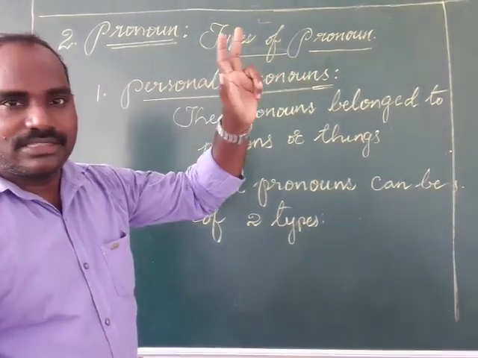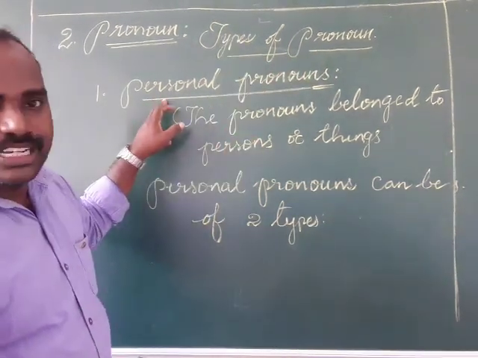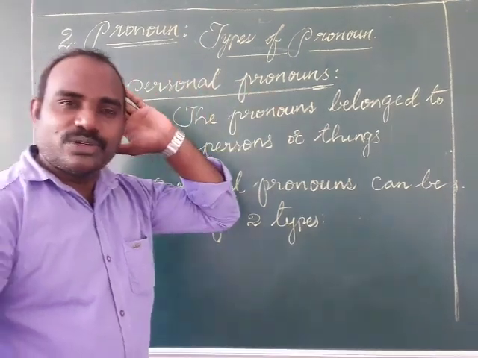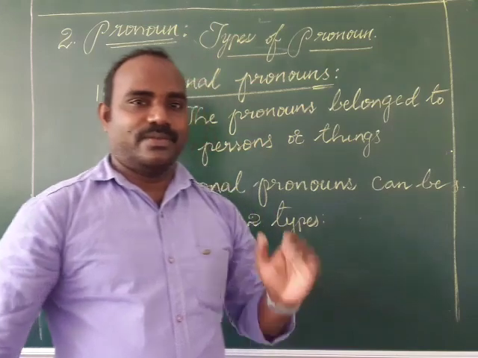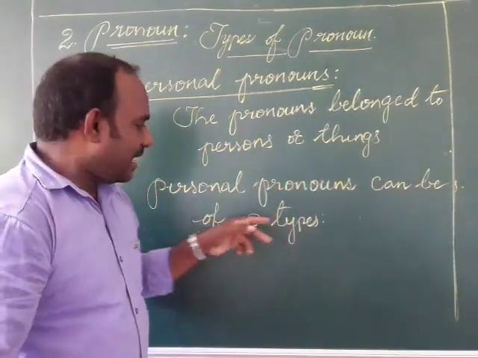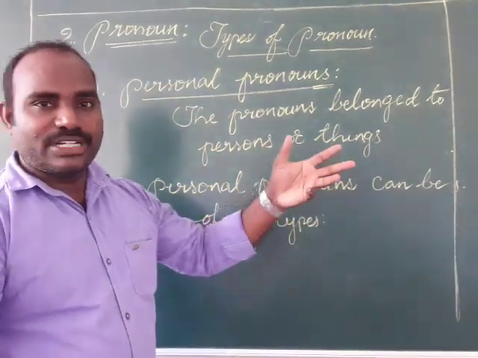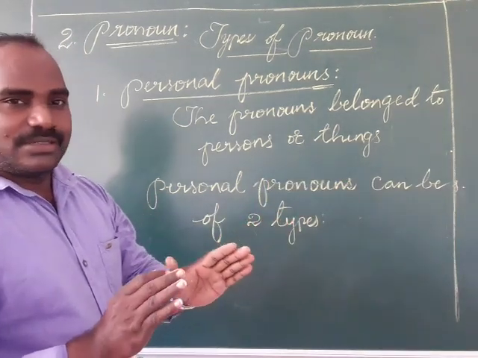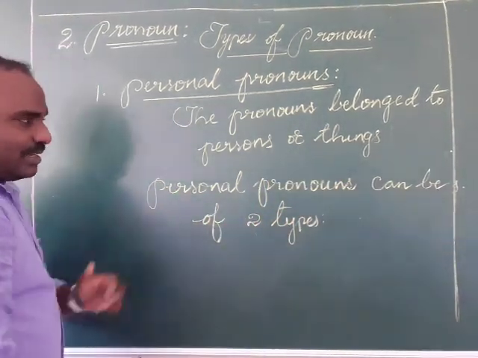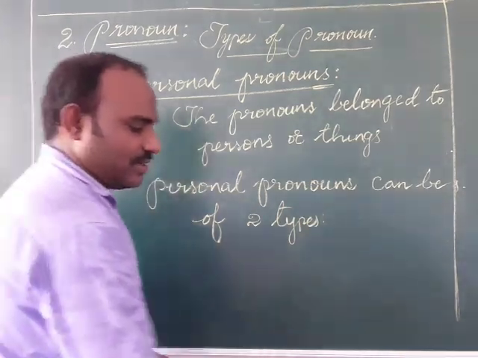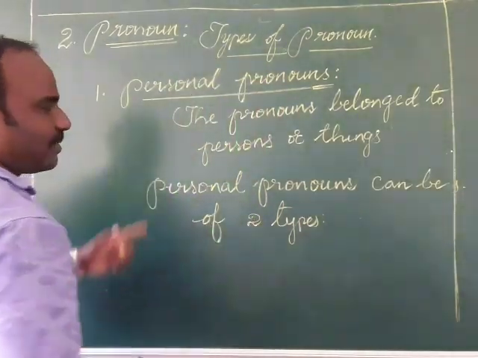Look at the first one. Types of pronoun is a heading, and this is a subheading. The first type of pronoun is personal pronouns. What are personal pronouns? The pronouns that belong to persons or things. And this personal pronoun can be of two types: subjective pronouns and objective pronouns. See, I'm going to draw a table. You can understand. Write this one.